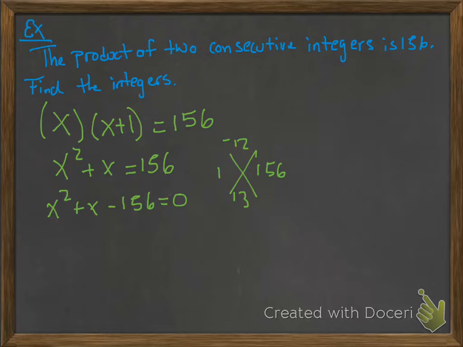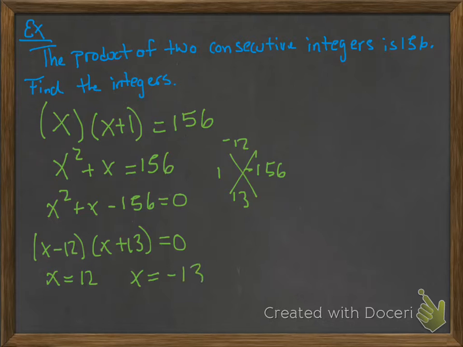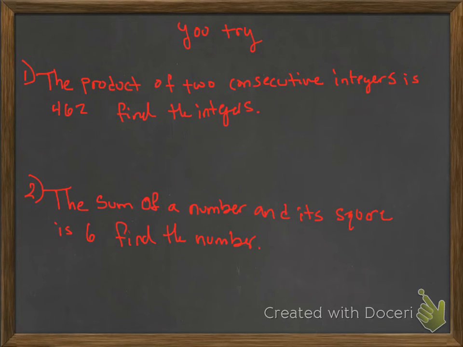We're going to have a negative 12, negative 156. So x minus 12, x plus 13 is equal to 0. X equals 12, or x could equal negative 13. So you go and check, and I'll let you guys check it and tell me, do both answers work? Alright, and the last piece is two different problems for you to try.